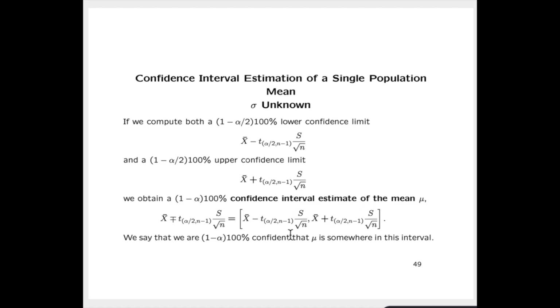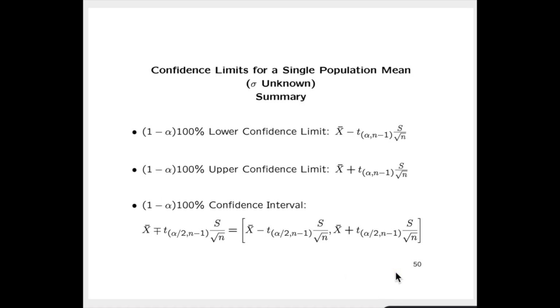And in order to do this, we have to get our interval coefficients from the t-distribution rather than the standard normal. And so putting these results together, we have the formula for a 1 minus alpha times 100% lower confidence limit for mu. We have a formula for the 1 minus alpha times 100% upper confidence limit for mu. And then we have the formulas for the endpoints of a 1 minus alpha times 100% two-sided confidence interval for mu.